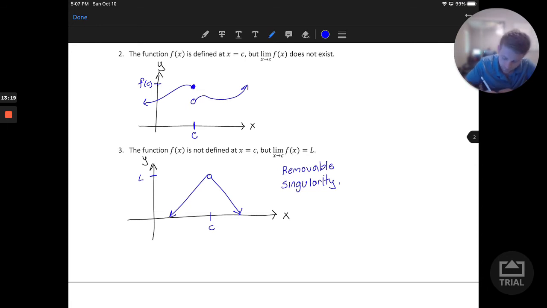There we go. So we do have an undefined point at c, but we could define it at that value L if we wanted to make it continuous.